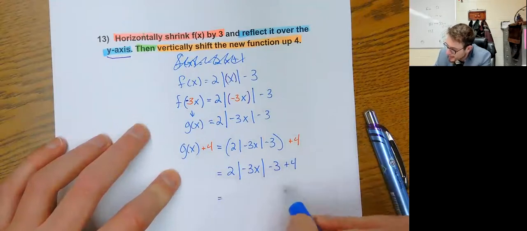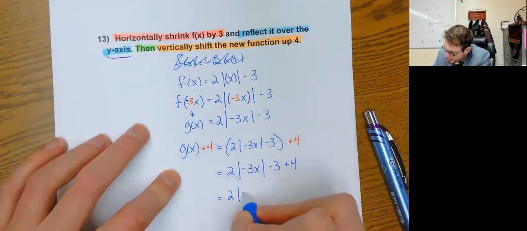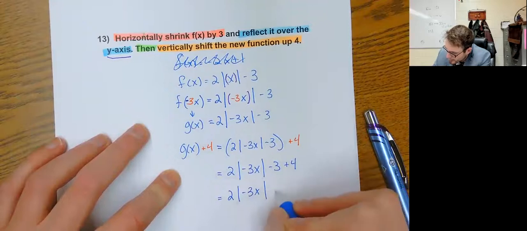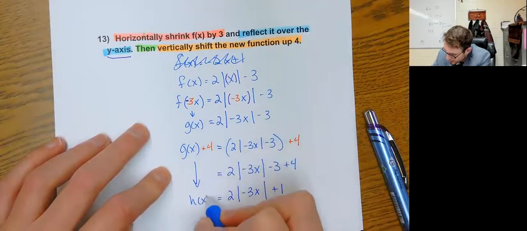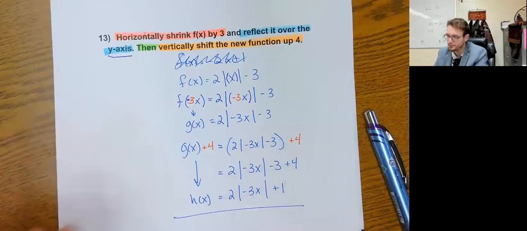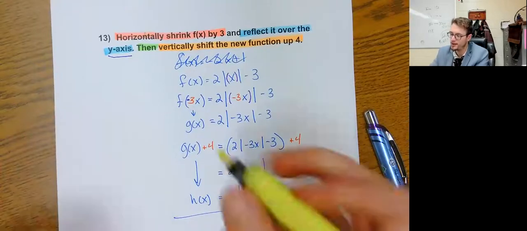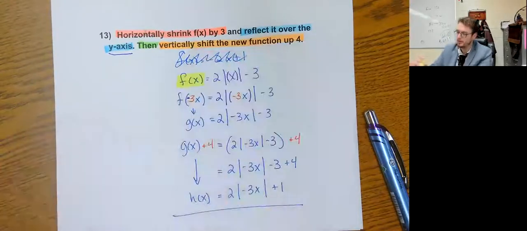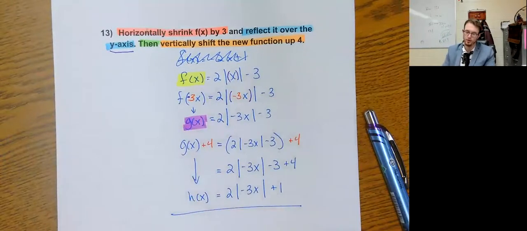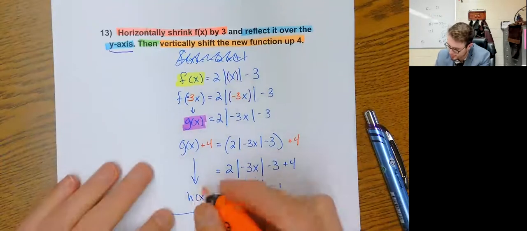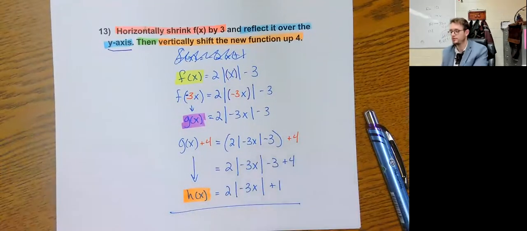And then I combine the like terms, plus 1. And that would become h of x. So we started with f of x, we went to g of x, and we ended with h of x.